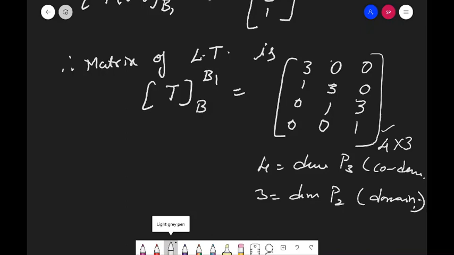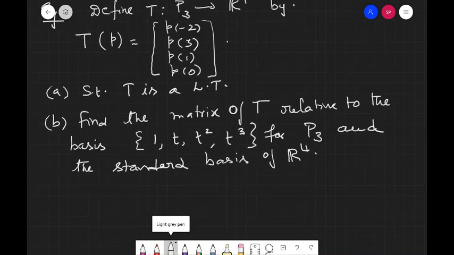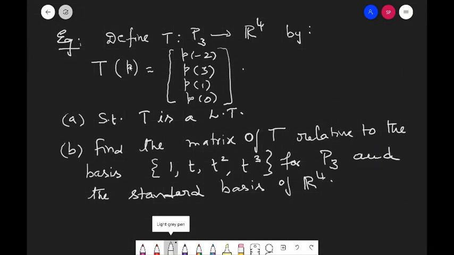Our next example. Define T from P3 to R4 by T of P is equal to P of minus 2, P of 3, P of 1, P of 0. So here you see the domain is the vector space of all polynomials of maximum degree 3, and the codomain is R4, which has all column vectors with 4 rows. First, show that T is a linear transformation, and second, find the matrix of T relative to the basis 1, t, t square, t cube.